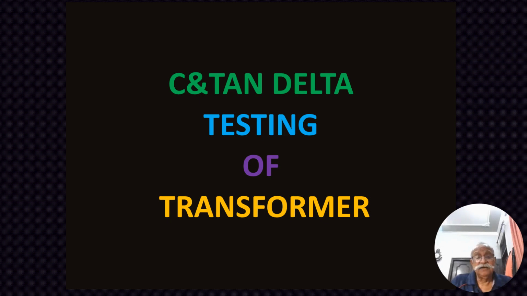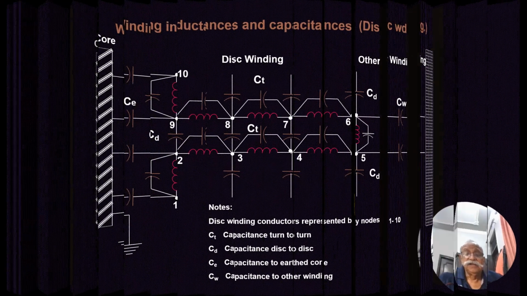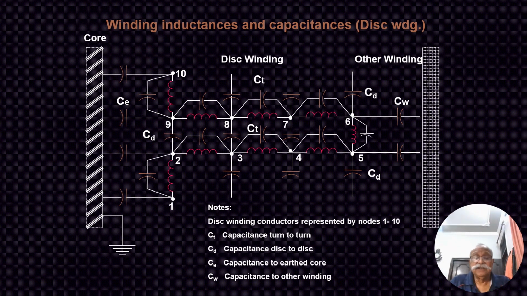Cn tan delta of a transformer. Here is an equivalent circuit of the transformer, which is easy to understand. There are various capacitors involved in the winding, from winding to winding and from phase to phase. Then there are cakes in between. So there are n number of Cs inside the transformer, and they have a series or parallel combination.